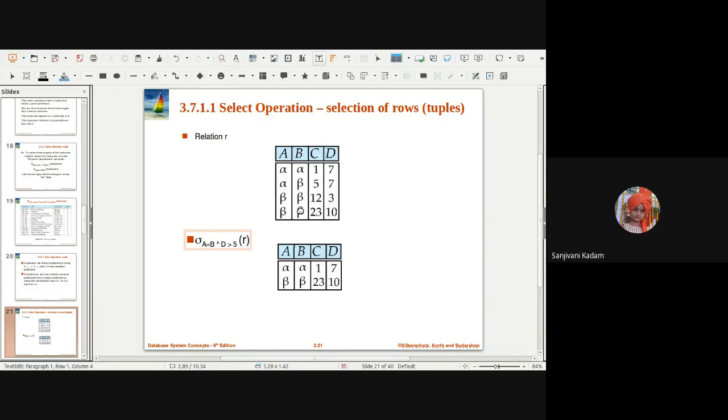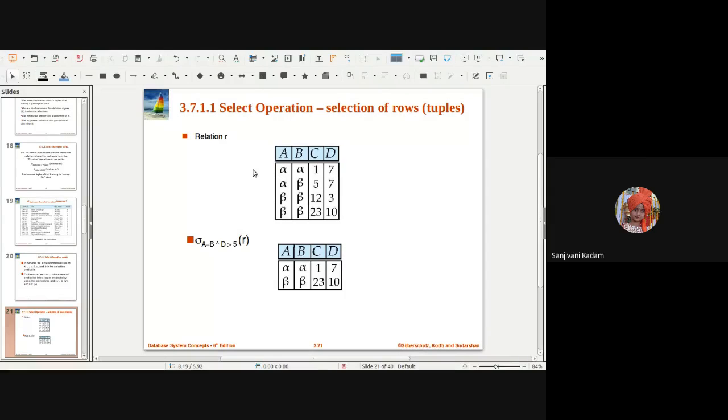Third and fourth. These three tuples are satisfying the first condition, that A should be equal to B. And the second condition says that D should be greater than 5. So I cannot check D randomly anywhere. I should check only those tuples which are satisfying the first condition.